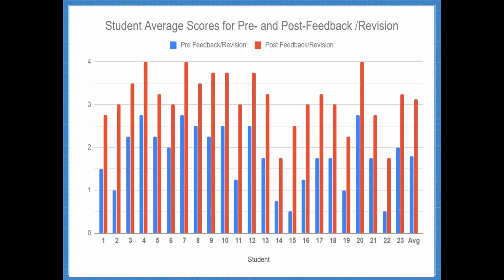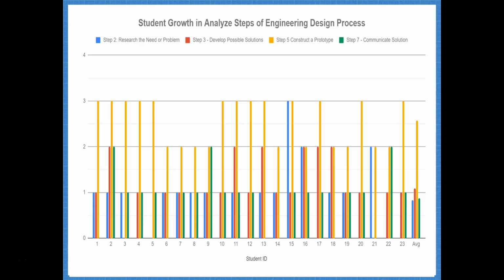Let's take a look at some of the student data that we see. On average, across all of the 4 scored steps, students improved by 1.3 points on average, which is a growth of 32.5% overall. In each of the 4 scored steps, students showed growth after receiving feedback and having time to revise their thinking.